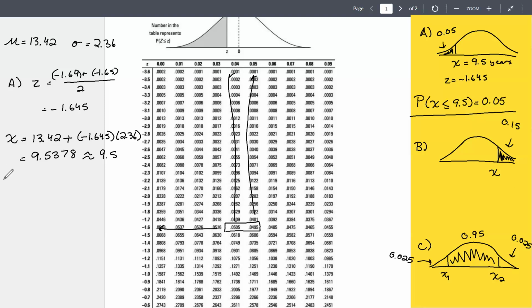So I'm going to use red and I'm going to put B right under this. For B, we're looking at the age that splits my top 15% of lifespans from dogs. So we have my 0.15 here. That means this area here, which I need for my table, is 1 minus 0.15 or 0.85.